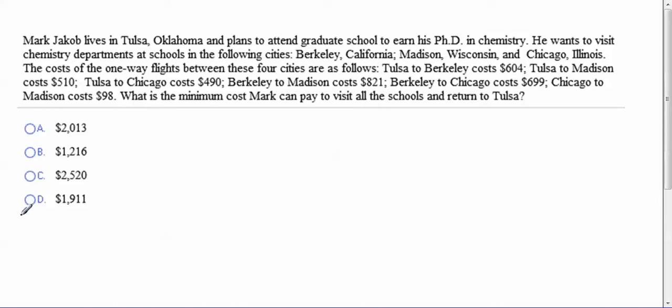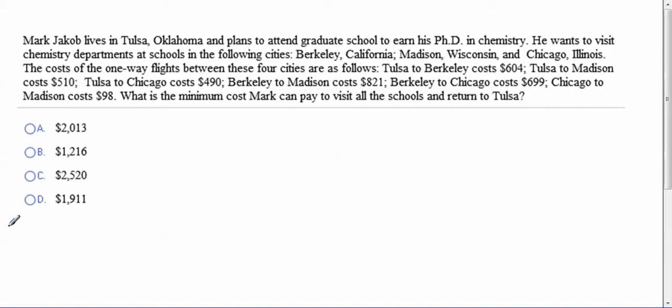This example is from MGF 1107, Explorations in Math. In this example, we have what we call a traveling salesman problem, where we have an individual who wants to visit many other cities and then return to his own city and form a Hamilton circuit. But we want to do that such that the cost, in this case the cost of one-way flights between the cities, is a minimum.